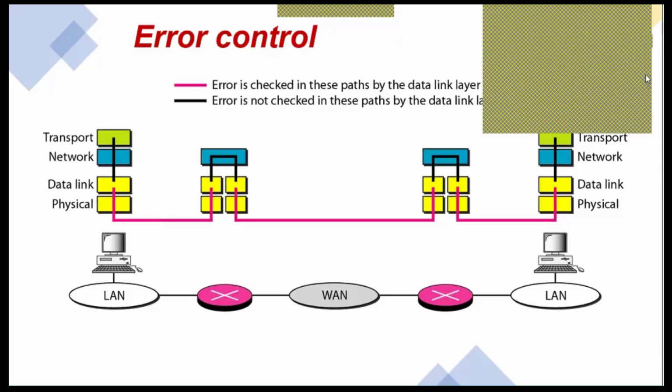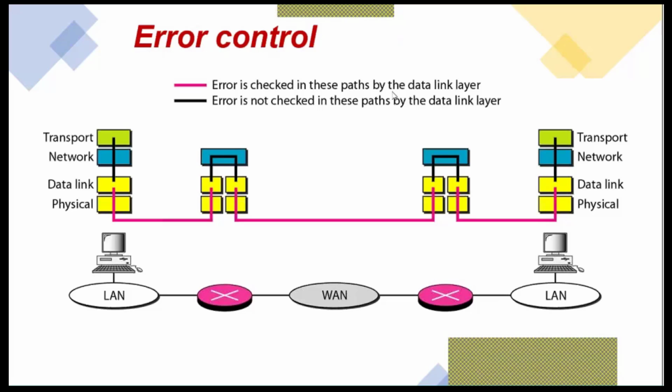The pink line indicates the error control is done by the data link layer. See, in this diagram, the pink line indicates the path where errors are checked by the data link layer, and the black line indicates the path where errors are not checked by the data link layer. So if the data link layer does error checking only up to the pink line, the black line portion gets missed. This is not done, and that's the reason you need to put error control in the transport layer.